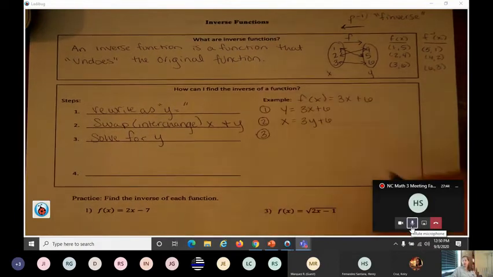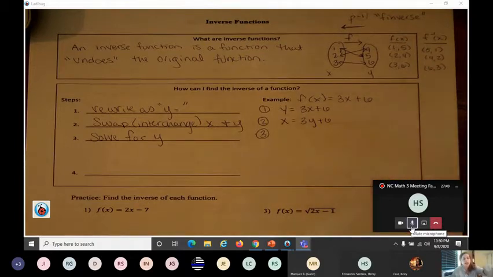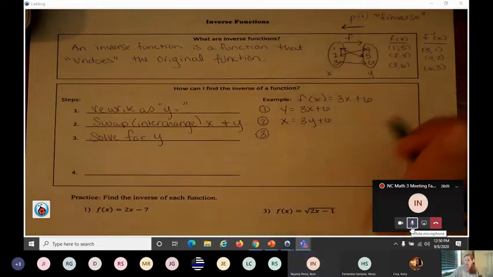So in step 3, I need to get all those numbers away from the y. So I need some help with this. Jaikeem, are you here? Iban, are you here? Yes. Perfect. What can I do to get things away from the y value first? What's the first thing I can move?